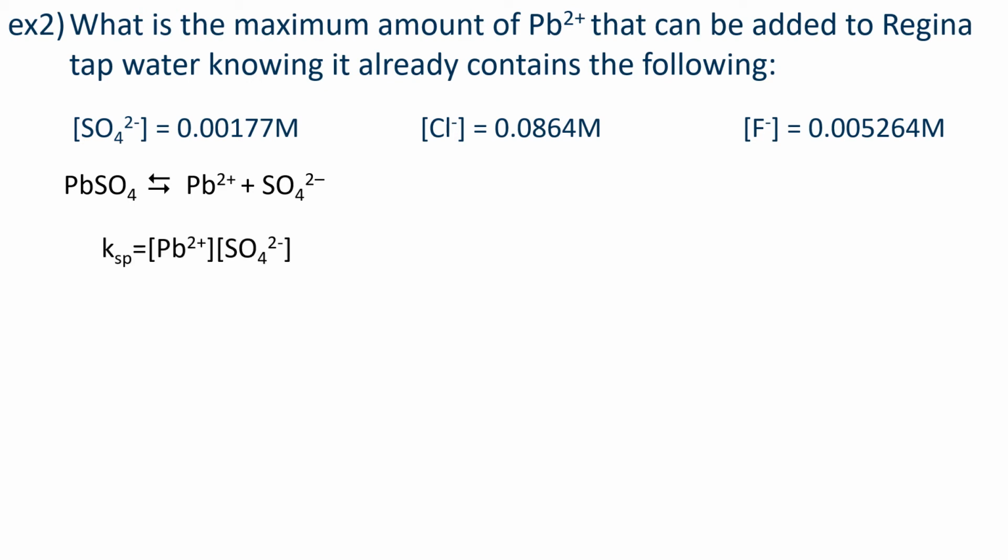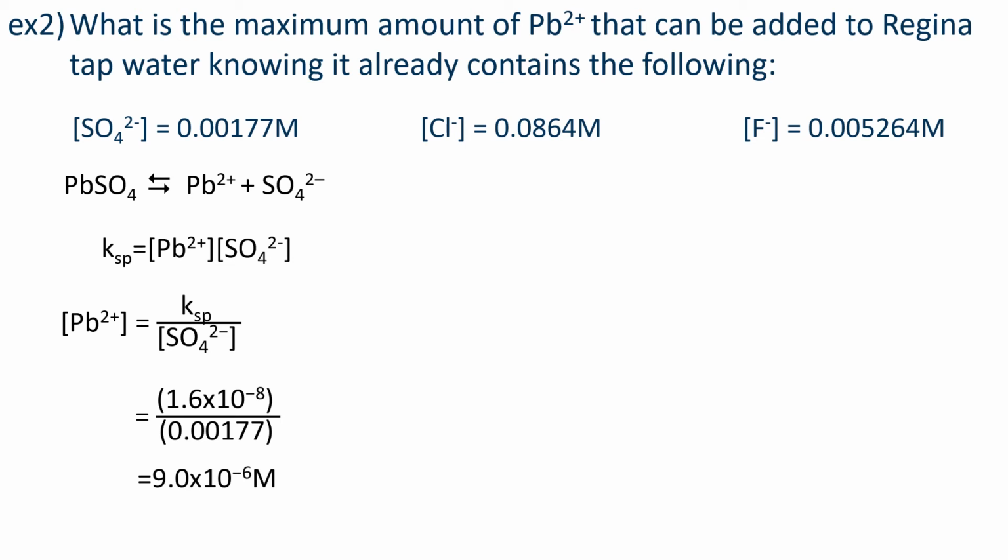Since the question asks what is the maximum amount of Pb2+ that can be added, we're going to isolate Pb2+ in the KSP expression. So I divide both sides by sulfate, and the lead-2 ion concentration is the KSP number off the green sheet divided by the sulfate concentration that we've been given. I run that through my calculator, and I could add lead-2 ion to a concentration of 9.0 times 10 to the negative 6 molar. Once I hit that concentration, a solid of lead-2 sulfate would start to form.